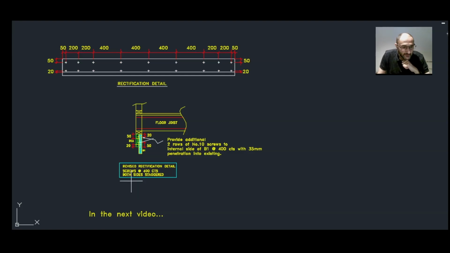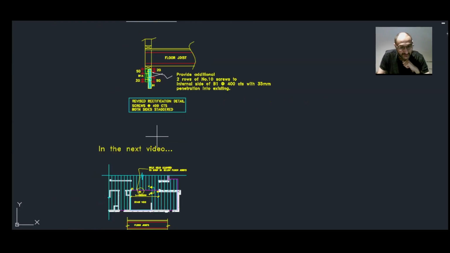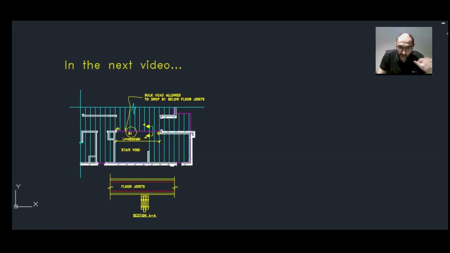So I think this is it, really. I think that sort of ends my story about shear flow and shear stress. And we've found the spacings at now 400 centers.